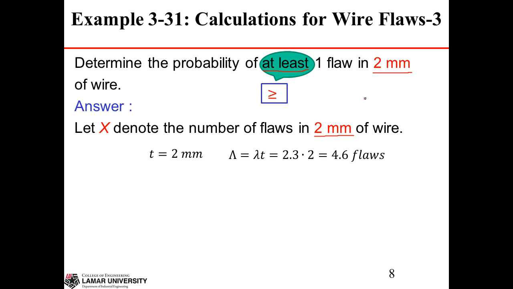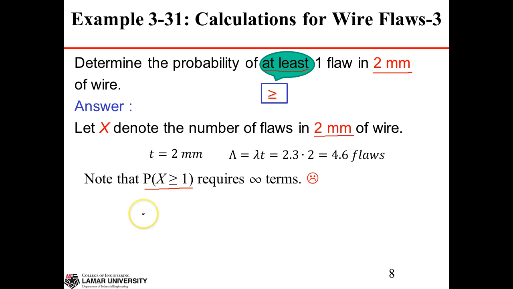Then we have t equal to 2 mm, and the capital lambda is equal to 4.6 flaws. And we notice that we are interested in calculating the probability of X greater than or equal to 1. And greater than or equal to 1 means X can be equal to 1, 2, 3, 4. It requires an infinite number of terms. So how do we deal with that?